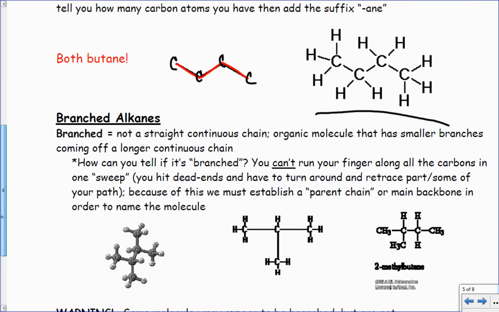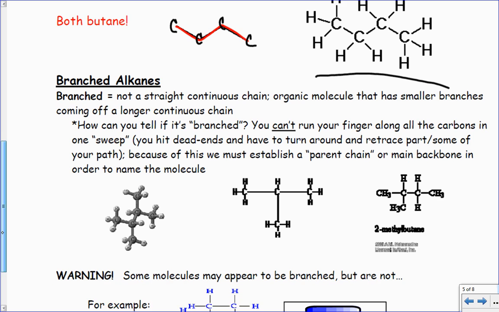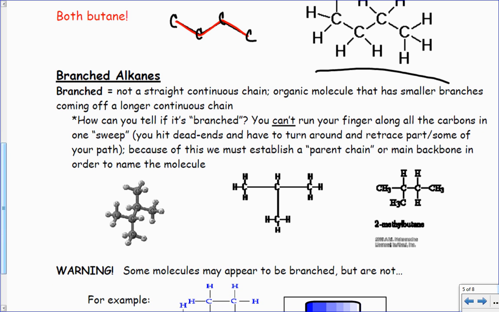Okay. Branched alkanes. Now I need to be able to tell you if there's something coming off of this chain, if you will. So there's some rules. A branched alkane is not a straight line or a continuous chain. And how can you tell if it's branched? Well, if you can't run your finger down along the carbons in one sweep, then it's branched. If you can, it's a chain.